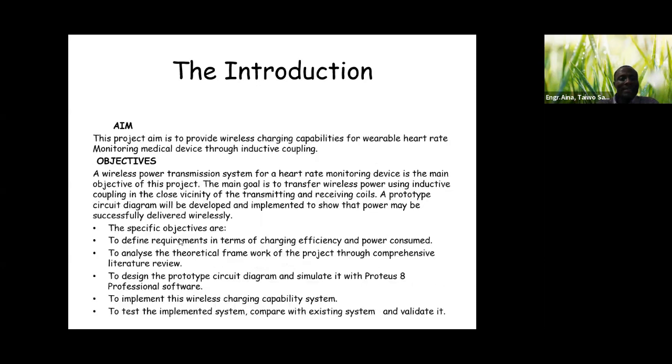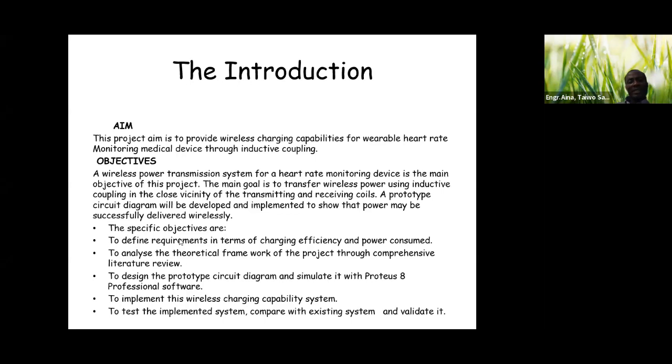Then the next thing, the aim. What is the aim of this project? Very, very easy. The aim should be separated from the objective. So what are the aims now? As a case study, this project aims to provide wireless charging capabilities for a wearable heart rate monitoring medical device through inductive coupling.